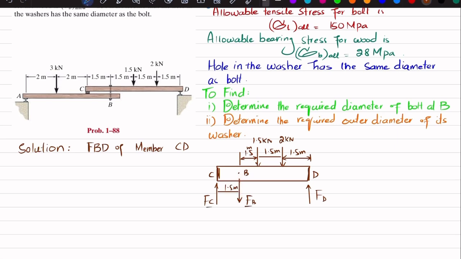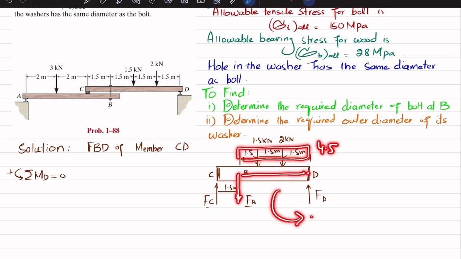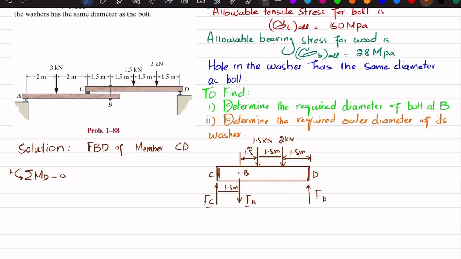So what we are going to do is apply the equation of equilibrium: the sum of all moments about point D is equal to 0, taking the counterclockwise moment as positive. First, the moment about point D due to this force FB, whose perpendicular distance is 4.5 meters, produces a counterclockwise moment, so it will be positive. So I will write FB into 4.5.